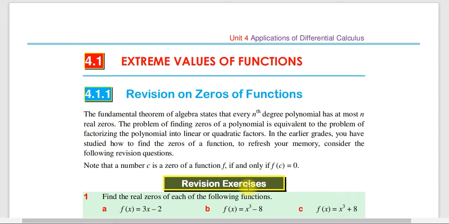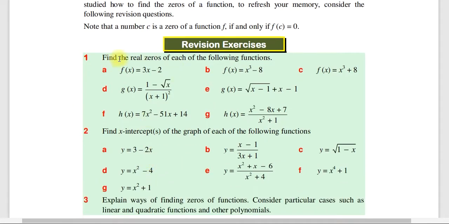c የተባለ number ቢኖር ለfunction f zeros ሊሆን የሚችለው f of c is equal to 0 ማምጣት የሚችል ከሆነ ነው። ኦኬ ለምሳሌ እዚህ ላይ ምን ይለናል? find the real zeros of each of the following functions ይለናል። አሁን የ3x - 2 0 ማን ነው? የx³ - 8 0 ማን ነው? እንዲሁም የf of x is equal to x³ + 8 0 ማን ነው? real 0 ማን ነው?